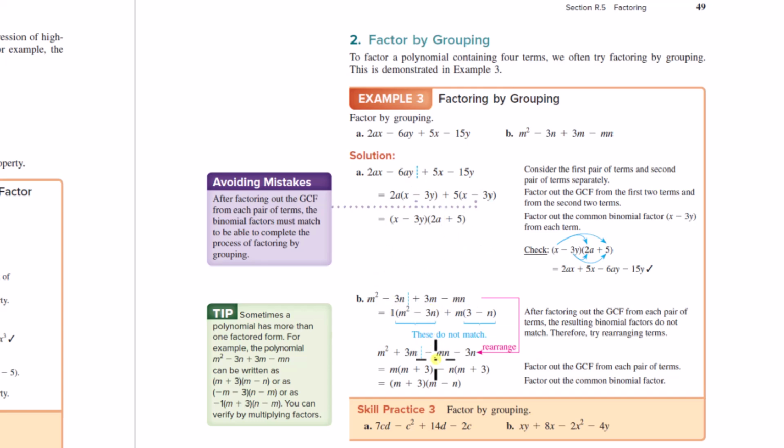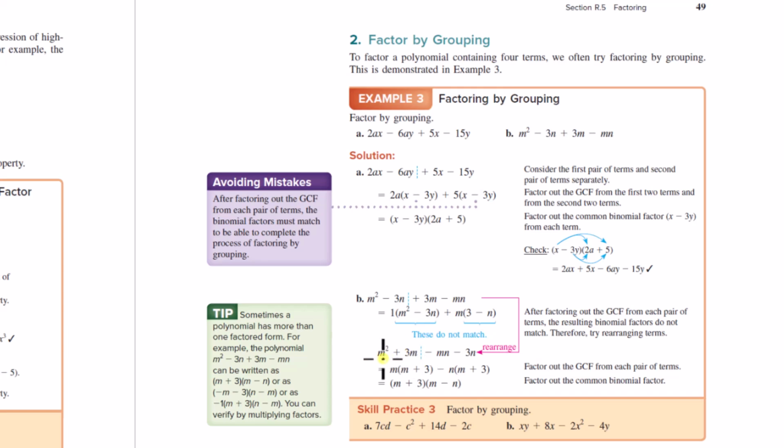I mean, let's look at this one. So m squared minus 3n plus 3m minus mn. So maybe you group these two terms with the 3's in them together. You might have to try different groups, but here they do. The m squared minus 3n is grouped together, and the 3m minus mn is grouped together. And they don't do anything with the m squared minus 3n, and then they take out an m here. Right, these don't match, exactly. So they don't match, right? This doesn't work. You haven't really done anything. You haven't factored anything here.